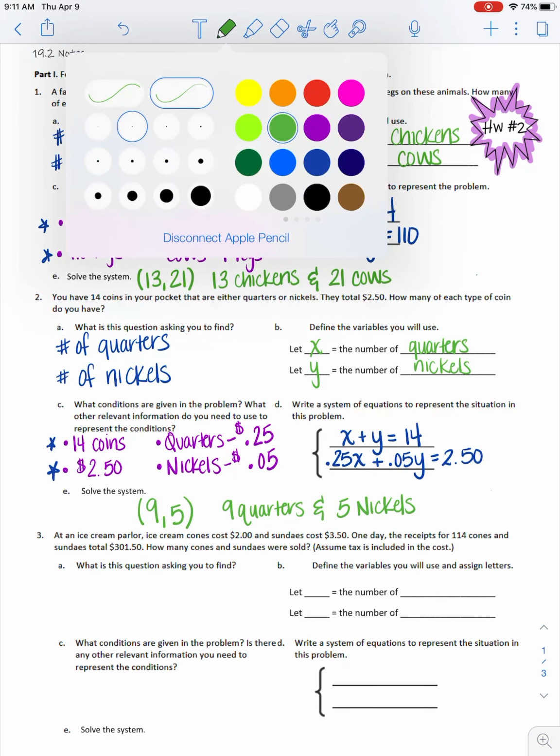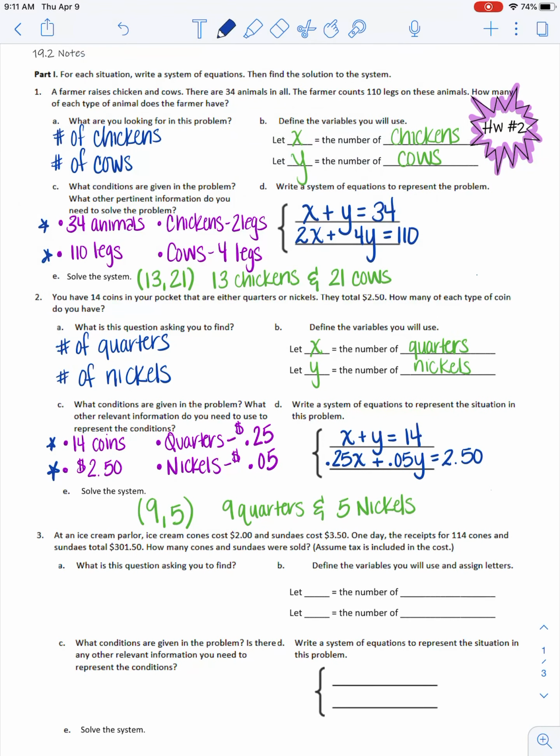Okay, last one on this page and last one for this video. Number 3: at an ice cream parlor, ice cream cones cost $2 and sundaes cost $3.50. On one day, the receipts for 114 cones and sundaes totaled $305. How many cones and sundaes were sold? Assume that tax is included in the cost.